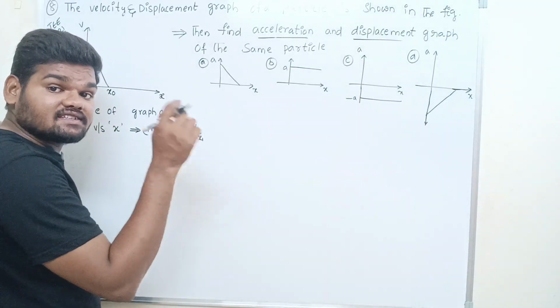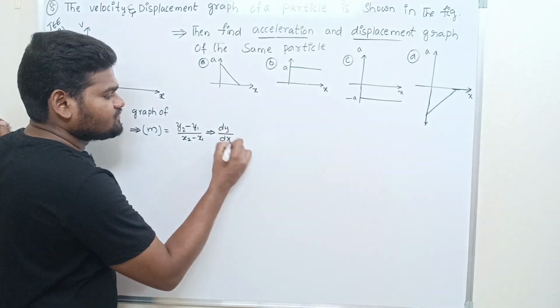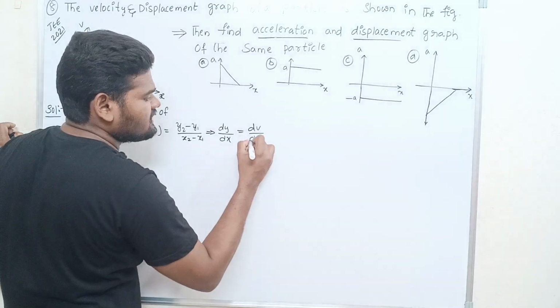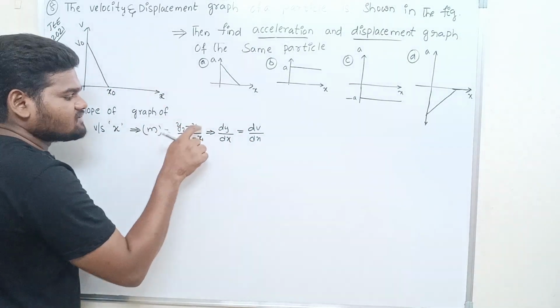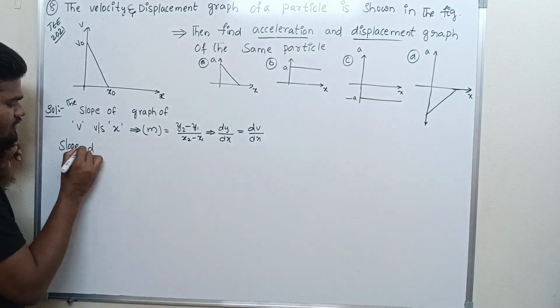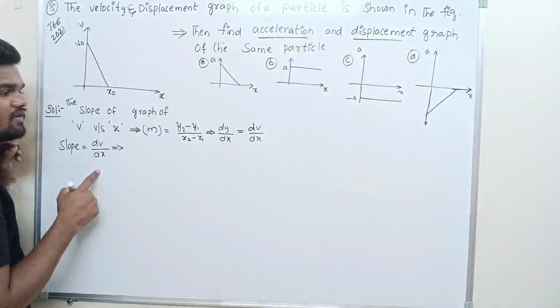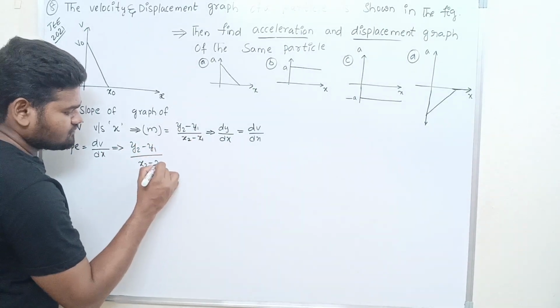All these things we discussed in the slope concept. So this is equal to dy by dx. Along the y-axis we have V, that means dv by dx. Along the x-axis we have x. Then slope m is equal to y2 minus y1 by x2 minus x1. Then slope is equal to dv by dx.